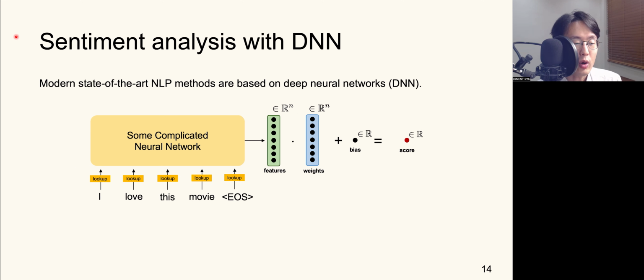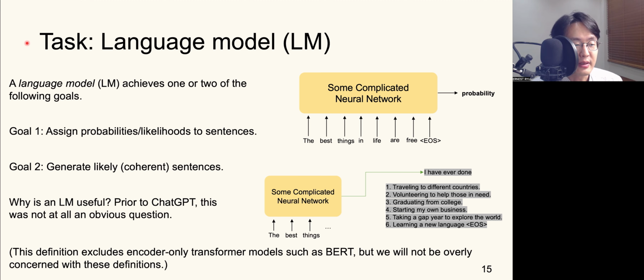As I said, the BAO model is a very simple model, and modern state-of-the-art NLP methods are based on deep neural networks. So really, the sequence of words along with the end-of-string token is going to be input into some complicated neural network, and the classifier is going to do something with that. Okay, so let me introduce the next task, language modeling.